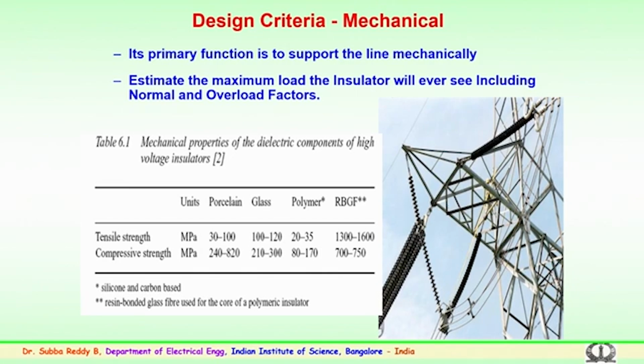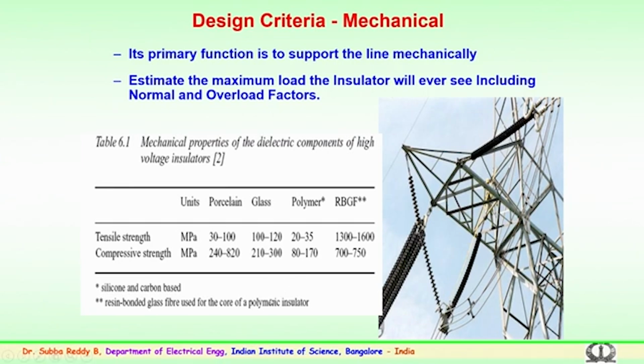So, the mechanical properties of dielectric components of high voltage insulators, typically when we look into that, the mechanical strength of porcelain is somewhere around 30 to 100, for glass it is 100 to 120, for polymer it is 20 to 35, and for resin bonded material it is 1300 to 1600. Resin bonded glass fiber, RBGF, is used for the core of the polymer insulator, which we were talking about, the fiberglass rod which is employed for the polymer insulator core.